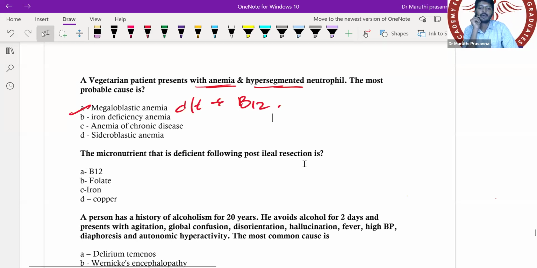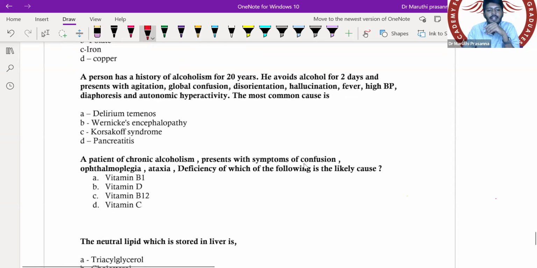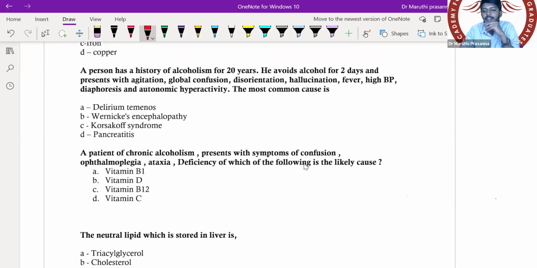Micronutrient that is deficient in the post-ileal resection. As you told, post-ileal resection, B12. Okay. A person with alcoholism history for 20 years.